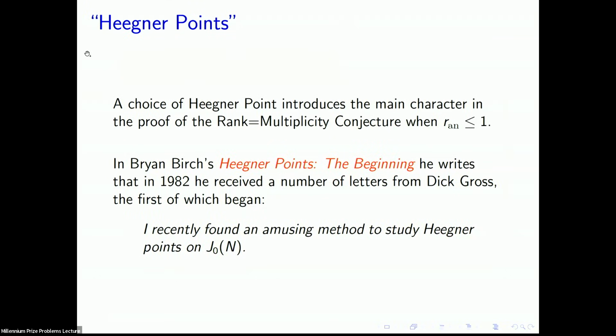Now, a choice of Heegner point really introduces the main character in the proof of what I said before was proved, namely the rank equals multiplicity conjecture, when the analytic rank is less than or equal to 1. So now I'm quoting from Bryan Birch's account of Heegner points, the beginning. He writes that in 1982 he received a number of letters from Dick Gross, the first of which began, "I recently found an amusing method to study Heegner points on J0 of N."